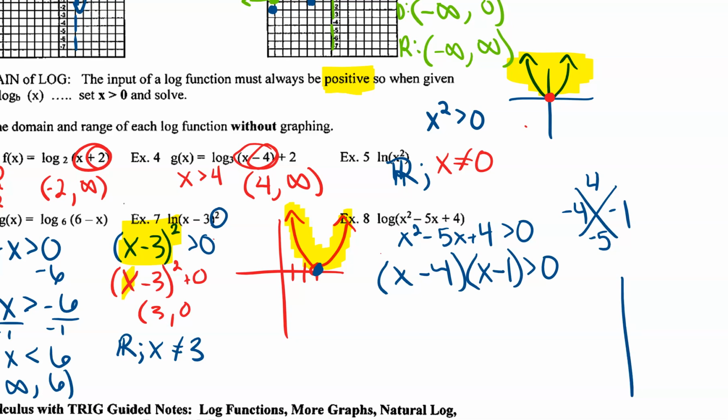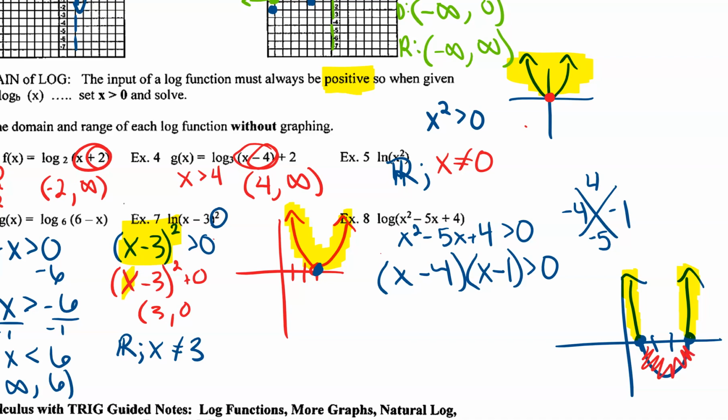I'm going to do a graph representation of this again. This is in intercept form. The intercepts are 4 and 1, and it's going to be a parabola. Because it's positive in front, it's going to be opening upward, and this is obviously a rough sketch of it. But this end and this end are positive. They're above the x-axis. This right here is no good.